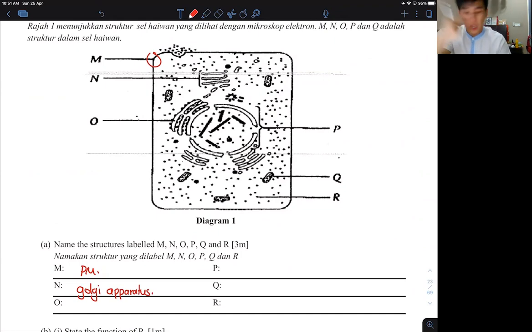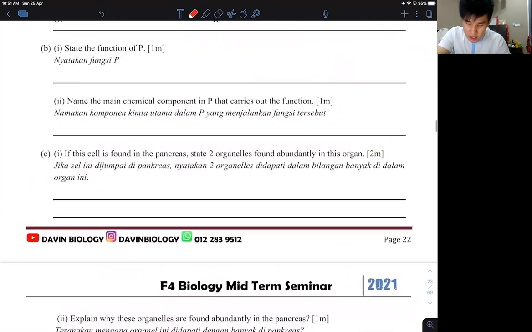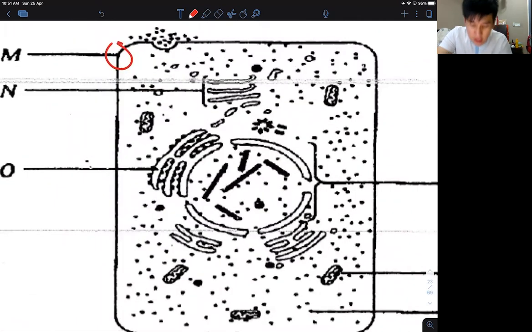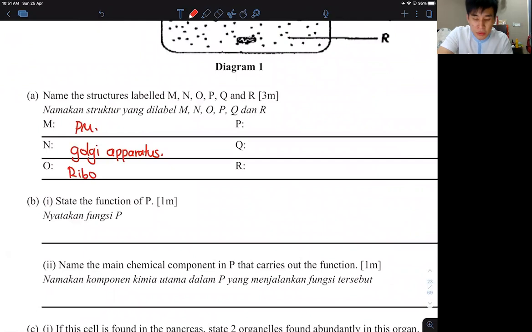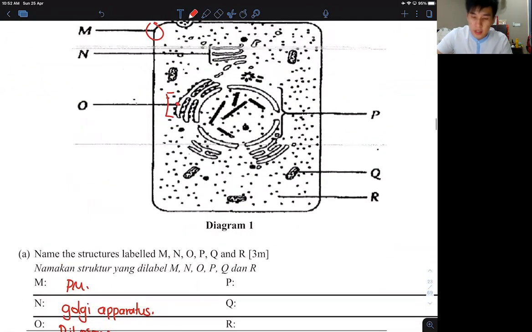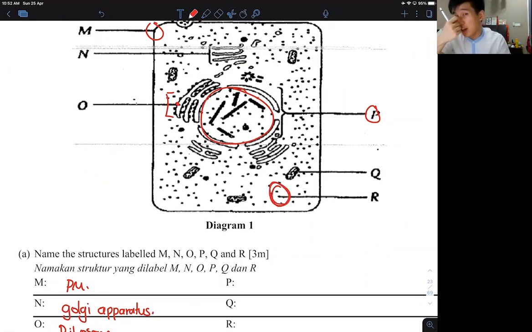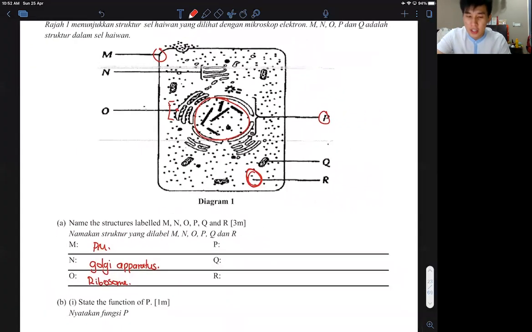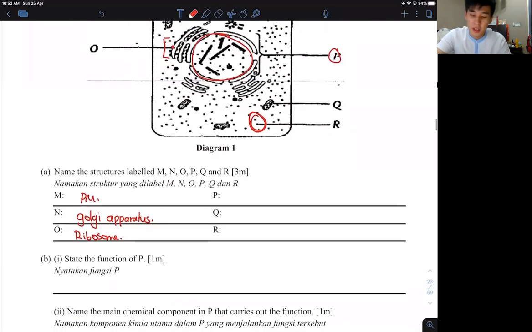Labeling organelles is one of the most basic things in your first term. O is pointing at, very hard to see this one. Okay, I think it is pointing at the ribosome, the dots, because usually if they want to label rough ER, they will point at something like this. So we will assume this is the ribosome. Then R, let me check. R is actually pointing at the cytoplasm. A bit confusing, sorry, but R is actually referring to the cytoplasm, the whole thing.